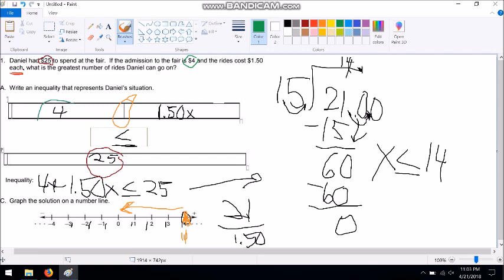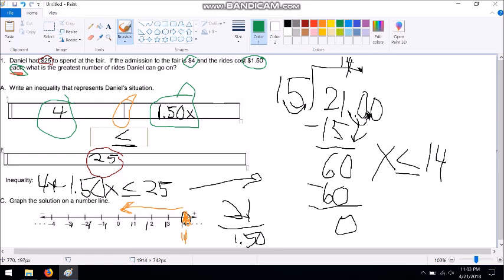Now, we're adding 1.50 times some number. We don't know how many times he went on a ride. So that's why we use a variable. We say 1.50 times the variable because that would be the cost of the number of rides. The variable just tells us that we don't know the number of rides yet. We have to solve for it. And the last thing we did was we found what the sign was.